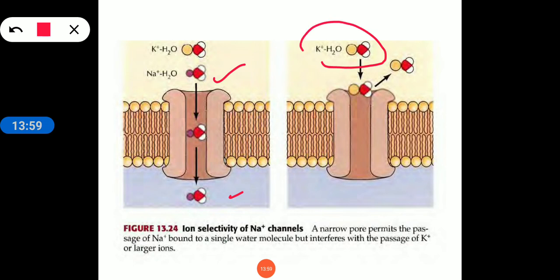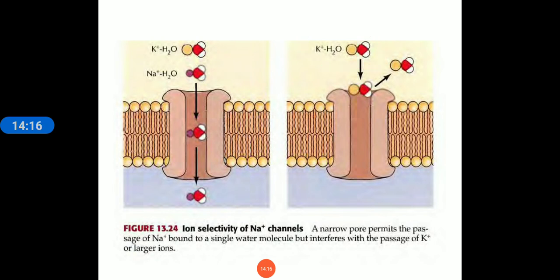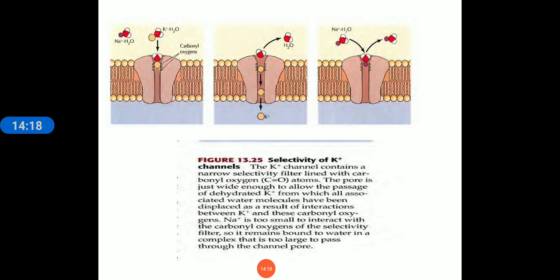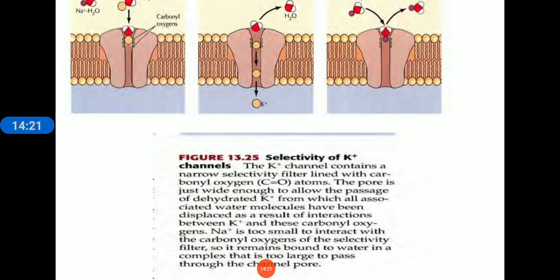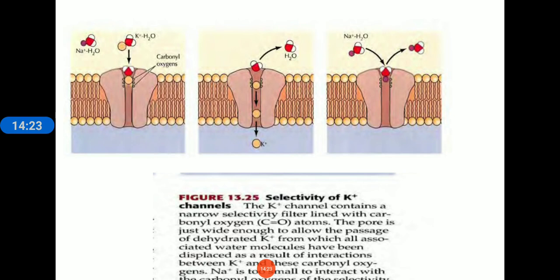But this K+ molecule is not of appropriate size. The pore is smaller for the K+ molecule to pass through the channel. Okay, so that is how the selectivity of the Na+ channel is maintained. And here in this diagram, the selectivity of K+ channel is shown. Okay, so what happens in K+ channel, the carbonyl oxygen is present at the rim of this K+ channel.